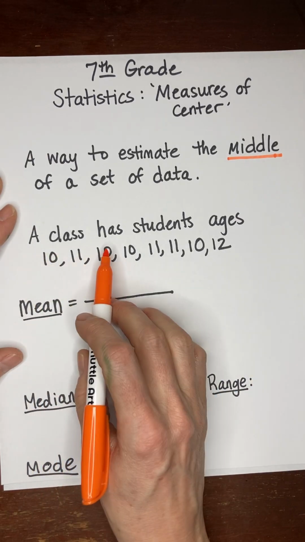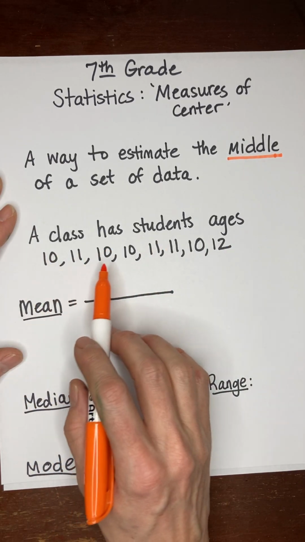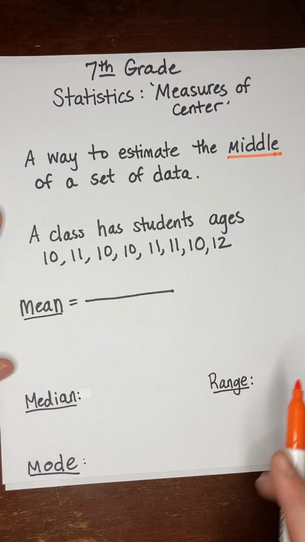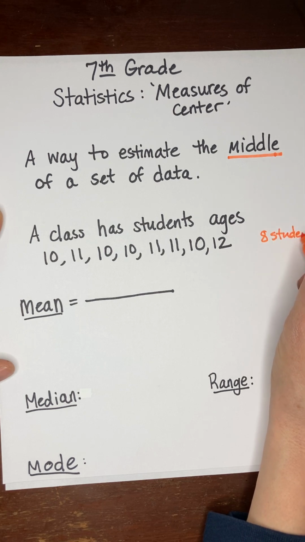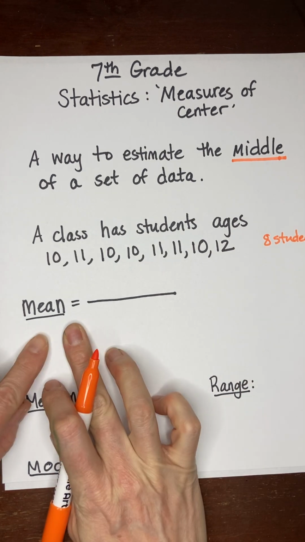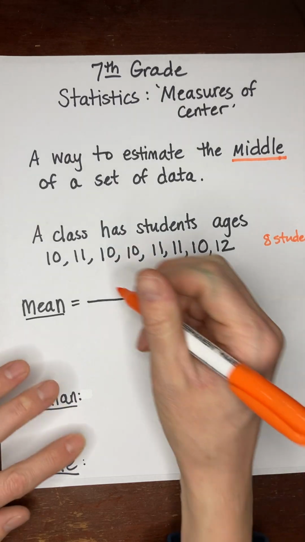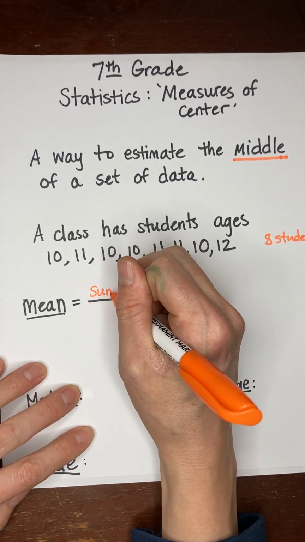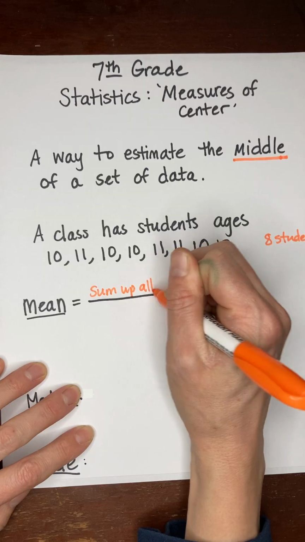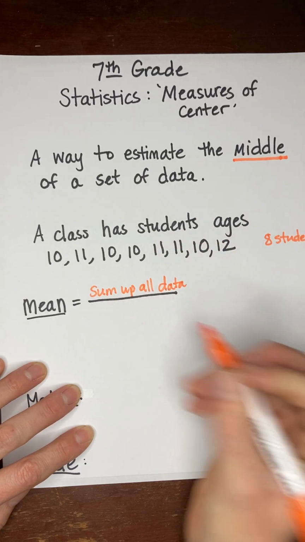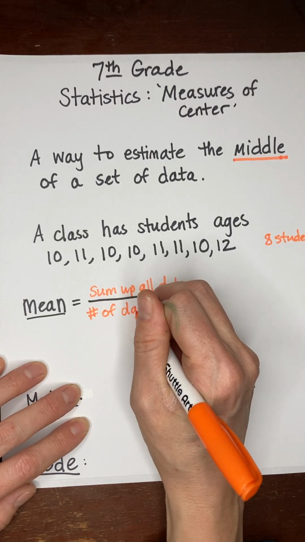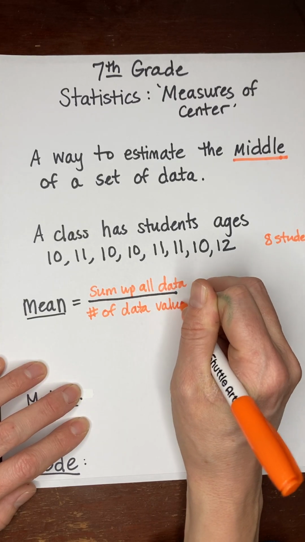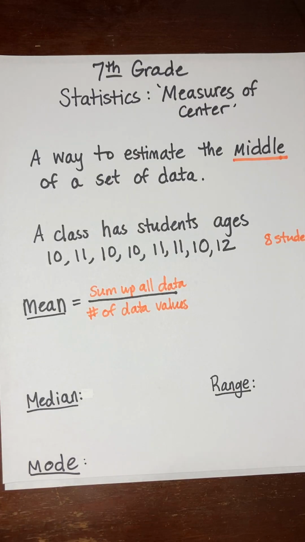Let's say we have a class that has students ages 10, 11, 10, 10, 11, 11, 10, and 12. So we have 8 students all together. Write that down. The first one we're going to calculate is the mean. The mean is when we're going to sum up all data, and then we're going to divide it by the number of data values. Let's look at what this would look like for our data.